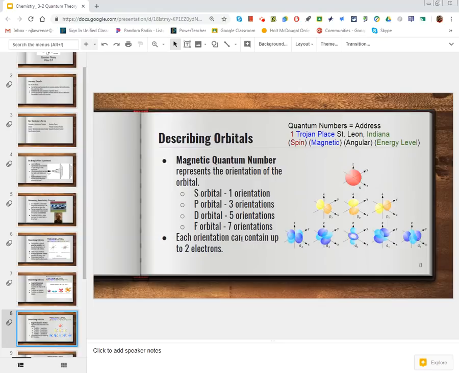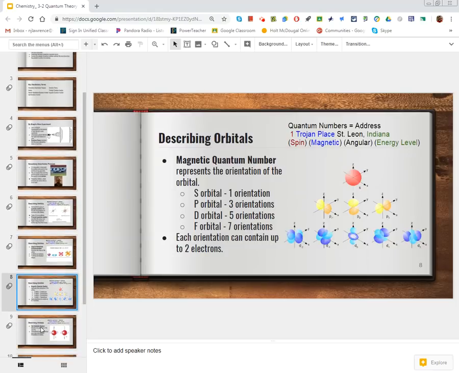And again, each orientation can contain up to 2 electrons. Remember, electrons are going to pair up. So my s orbital would have 2 electrons. My p -1 would have 2 electrons. My p0 would have 2 electrons. And my p1 will have 2 electrons. And that's why you see the varying shades of colors here to represent where there's 2 electrons. In class, I'll walk you through how to get these specific numbers if you want to fill in an address. But right now, we're just introducing the idea of the quantum numbers.